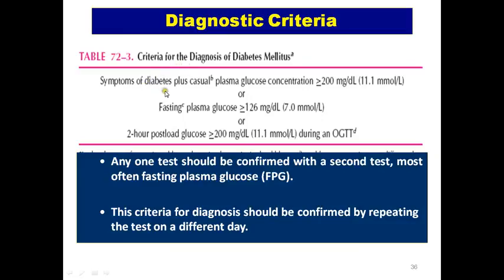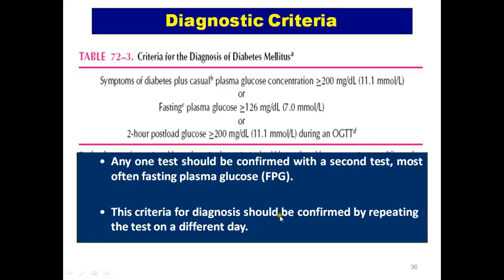Diabetes: symptoms of diabetes plus a casual plasma glucose concentration, or random plasma glucose, of more than 200 milligram per dl, or fasting plasma glucose of more than 126 milligram per dl or 7 millimoles per liter, or 2-hour post-load on OGTT of more than 200 milligram per dl. Any one test should be confirmed with a second test, most often a fasting plasma glucose test.